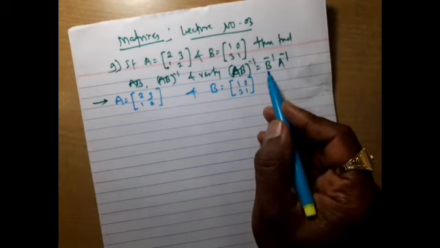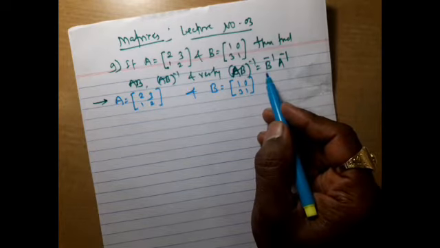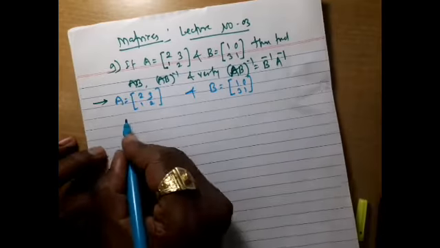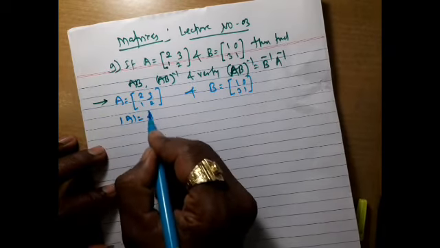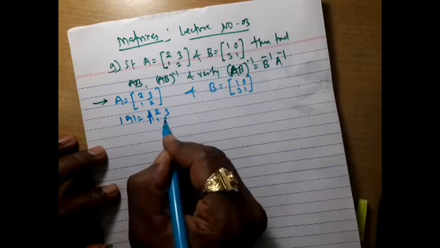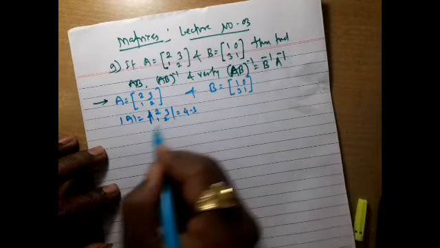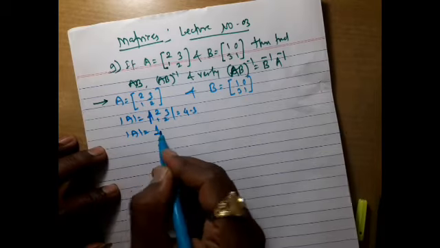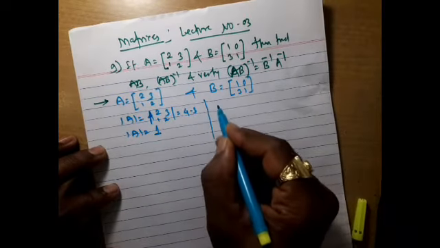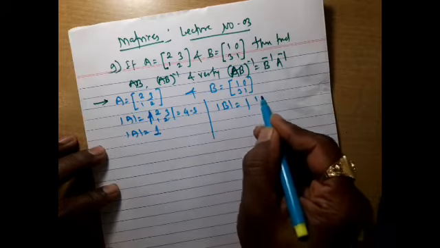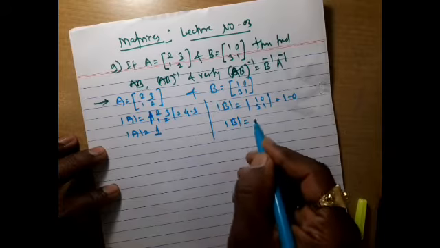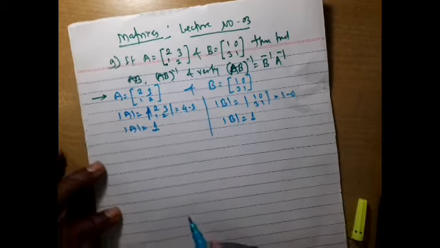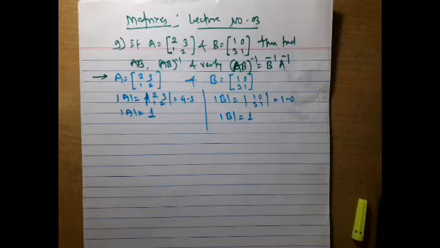First we'll find their determinants, their inverse, and then we'll proceed. So determinant of A is 2 2s are 4, that is 2, 3, 1, 2 will be 4 minus 3, and determinant of A is 1. Similarly, determinant of B is 1, 0, 3, 1. It will be 1 minus 0. Determinant of B is also 1. Now we'll find their inverse by using adjoint method.